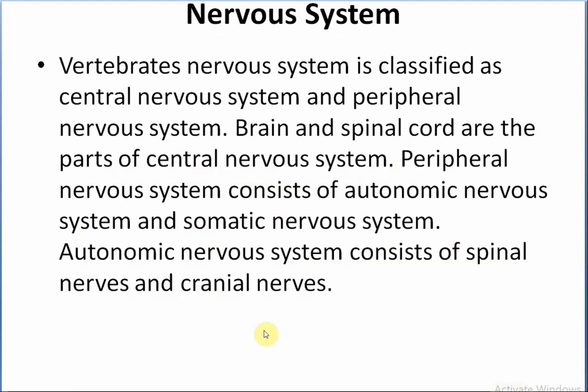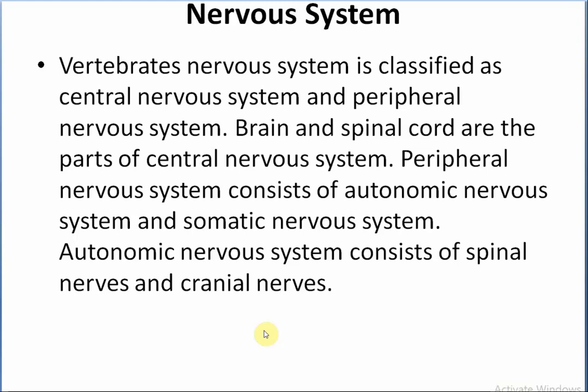Then the next one is the nervous system. The vertebrate nervous system is classified as the central nervous system and the peripheral nervous system. That means our nervous system is classified into two categories. First one is the central nervous system and the second one is the peripheral nervous system.